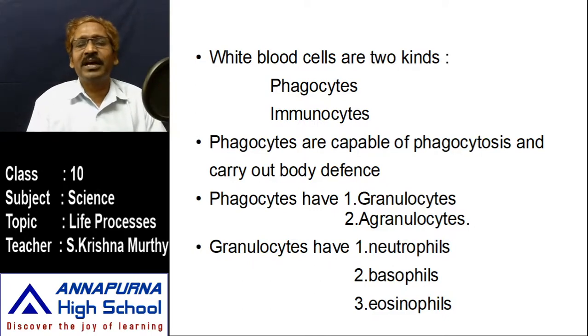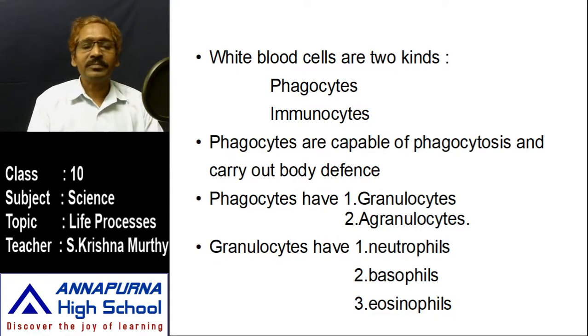The phagocytes are classified into two groups. What are the two groups of the phagocytes? One is granulocytes, another one is agranulocytes. Granulocytes and agranulocytes both belong to phagocytes, which give protection to our body, providing defense from microbes such as bacteria, viruses and fungi that cause diseases to our body.